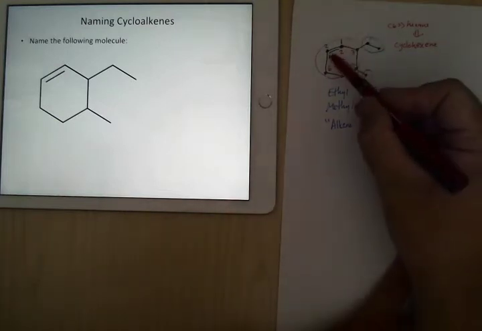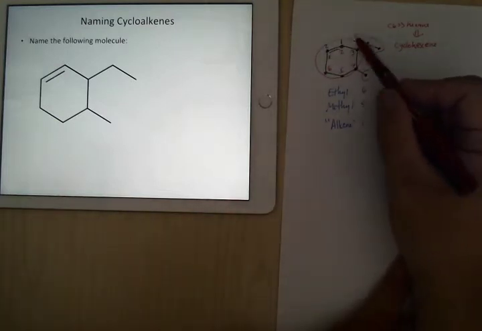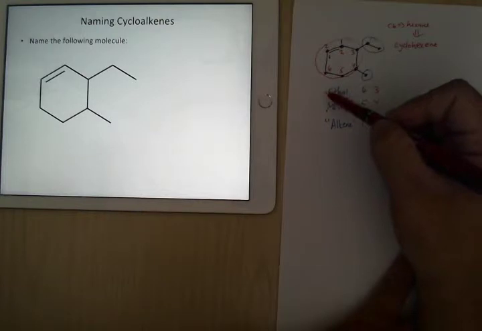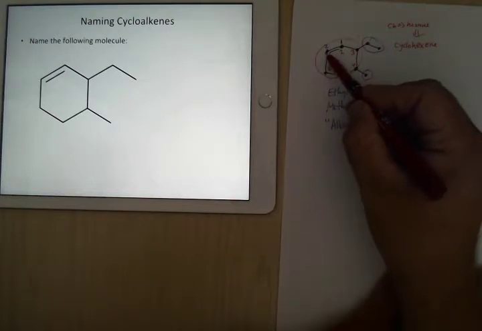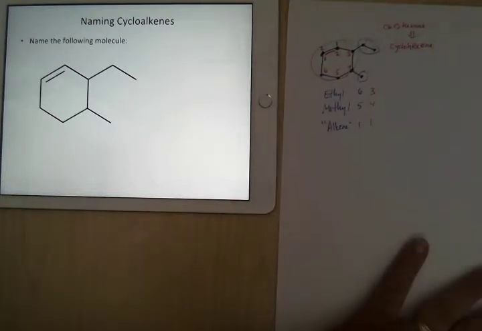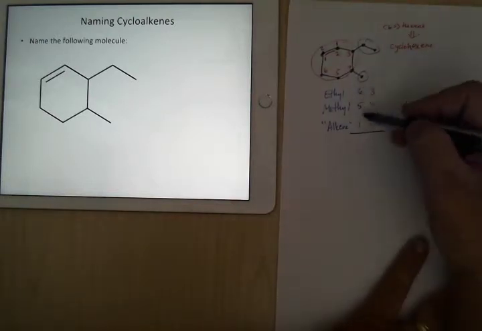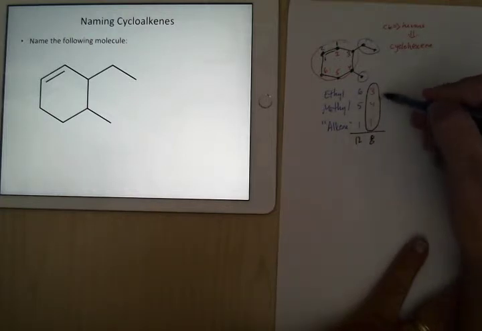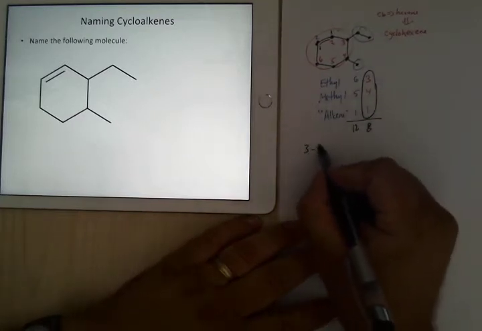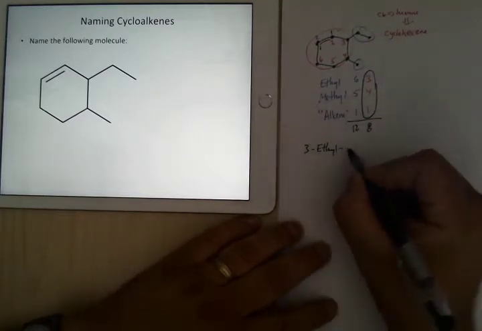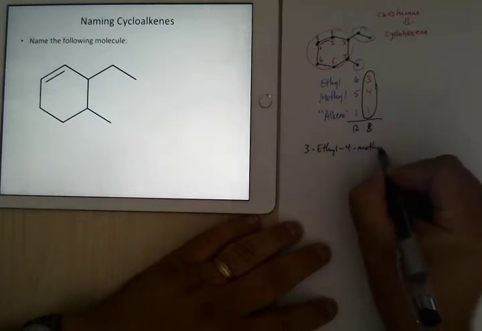So what we're doing is going clockwise through the double bond, or counterclockwise through the double bond. One thing you can't do is say 1 and then have this be 2. You have to assume that the 2 is the other end of the double bond. When we add these up, this is 12, this is 8. So we're going to use these numbers here. Ethyl comes before methyl, so it becomes 3-ethyl, 4-methyl.